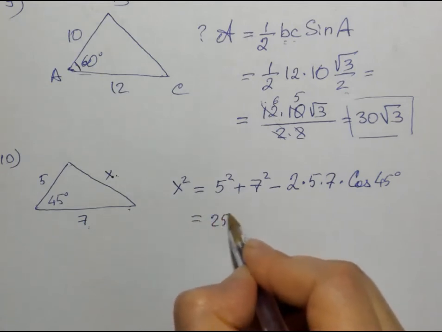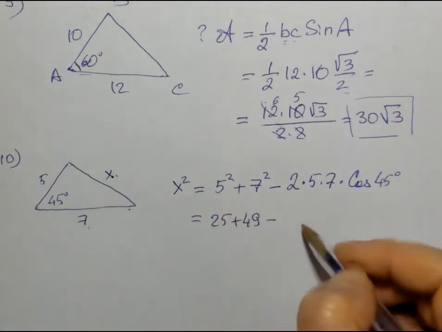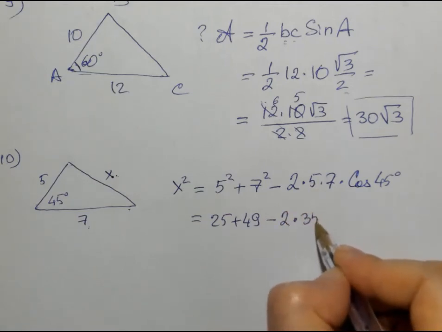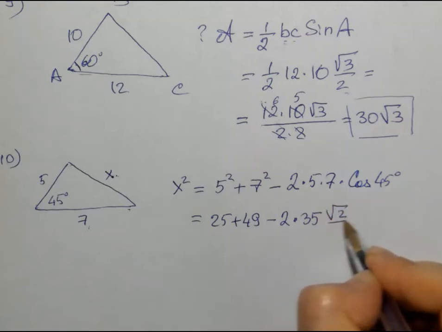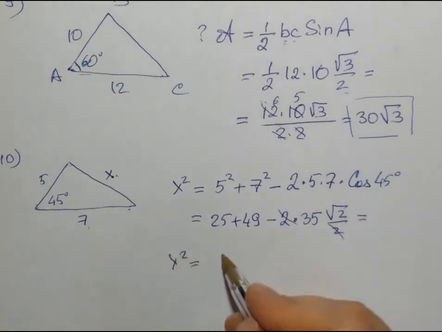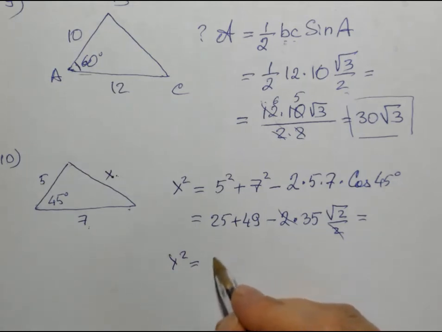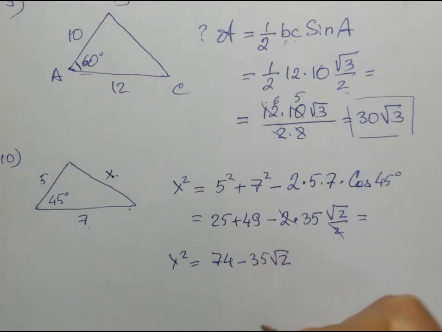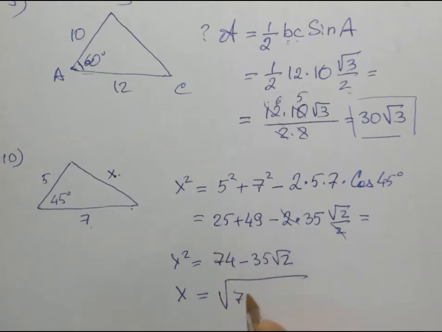So 25 plus 49 minus 2 times 35 times square root of 2 over 2. 2 and 2 can be cancelled out. So x squared equals 74 minus 35 square root of 2. And the side x itself is the square root of this difference. Square root of 74 minus 35 square root of 2.